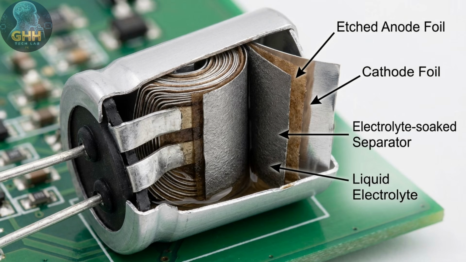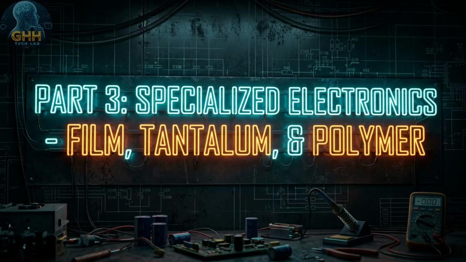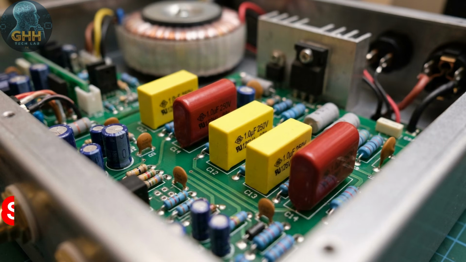When you need massive capacity in a small footprint, you switch to aluminum electrolytic capacitors. By using an etched foil soaked in a liquid electrolyte, they achieve enormous capacity, from 1 microfarad up to tens of thousands. However, their liquid nature is their downfall. They have high internal resistance, high leakage current, and they slowly dry out over years of operation, leading to classic power supply failures.